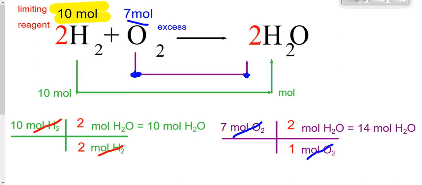Once we've determined which one is the limiting reagent, it is the number we use for all future calculations. We know hydrogen runs out first, so only 10 moles of water will be produced. We have now calculated how much water we'll get. We know we're going to have leftover oxygen, but at this point we don't know how much. To figure out how much oxygen will be left over, we have to do one more calculation.